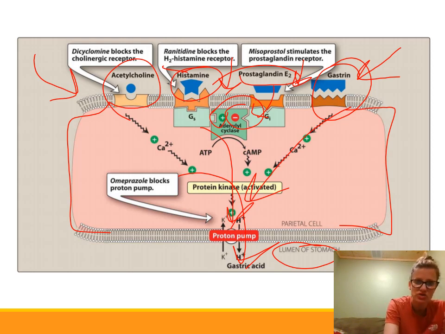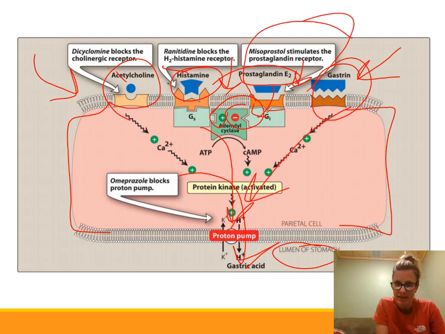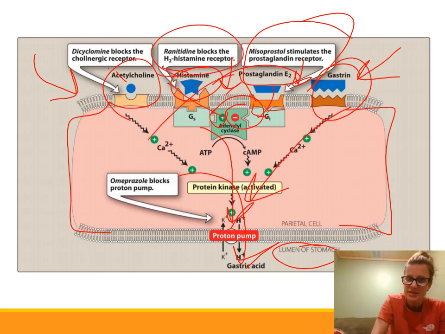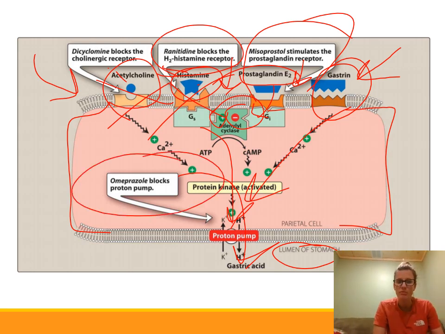You can see where different drugs are working at these receptors. So misoprostol stimulates the prostaglandin, so that would be protective. Ranitidine actually blocks this histamine receptor, so also that would block the release of acid. Dicyclomine blocks this acetylcholine receptor, also protective. Down here we see omeprazole. Omeprazole is what's called a PPI, a proton pump inhibitor. What that does is it's not working at any of those receptors. It's actually working at the actual pump that's releasing acid into the stomach.